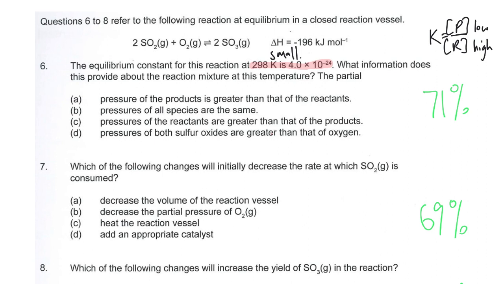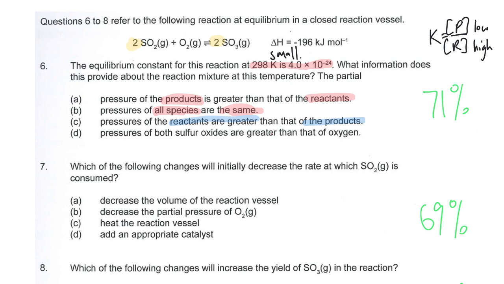Okay, well, that's not true, because there's not going to be much products and lots of reactants, so that's not going to be true. Okay, pressure of all species is going to be the same. Well, that's not true either, because that's a small amount, we're not going to have lots of products, so the pressure of the reactants is going to be much greater than that of the products. Okay, so they're not going to be the same. And then pressures of sulfur oxides are greater than that of oxygen. Okay, that's not necessarily true. That's not presented in the equilibrium constant. Just because they have a coefficient here doesn't necessarily mean that those two are going to be greater than that of oxygen.